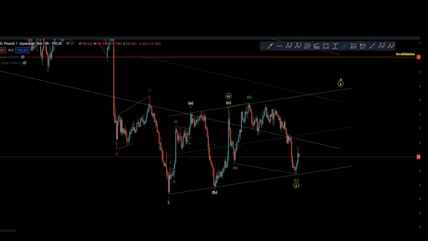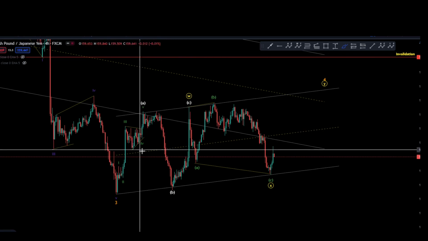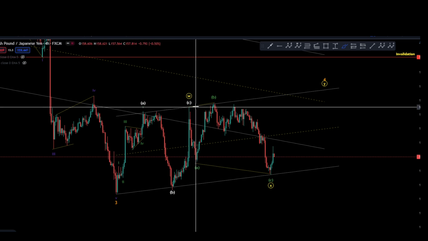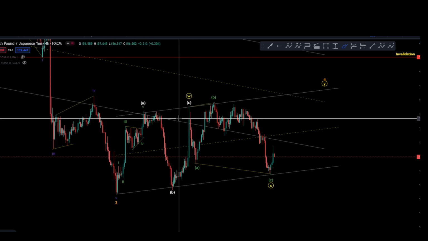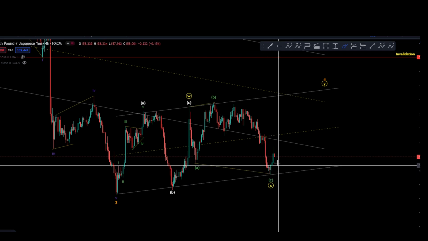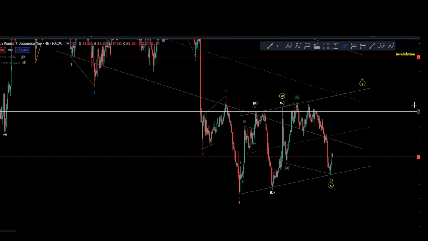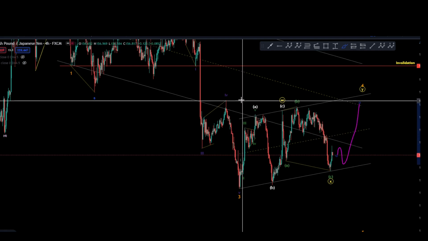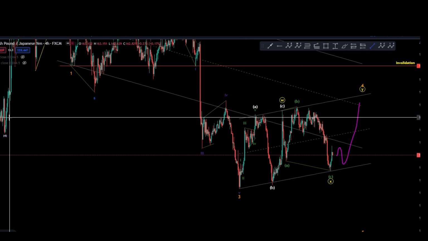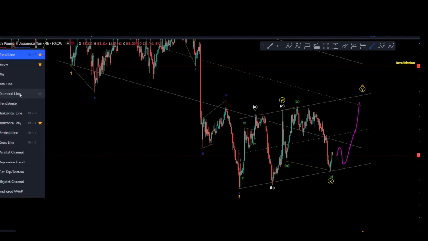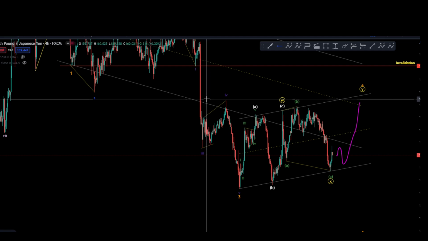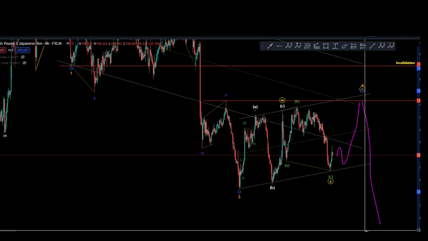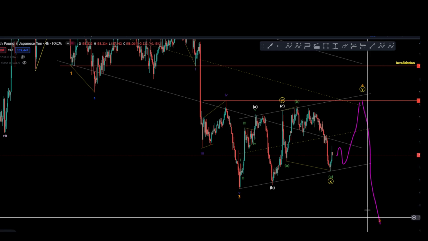However, there's also this scenario that I have in play, which I genuinely believe is probably the right count. It's probably where we have an A, B, and a C here, that gives us our nice W, and then we have an A, B, C into an expanded flat, which gives us our wave X. What we could expect is possibly another move to the upside, taking out these highs again, like I mentioned last week in my previous video. We should probably take out these highs before we continue pushing back down to the downside to give us our 5th and final wave right here.